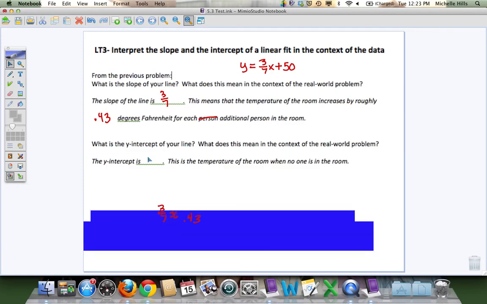The y-intercept is 50, because it asks me what is the y-intercept and then what does it mean. This is the temperature of the room when no one is in the room.